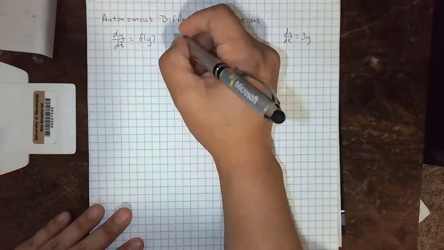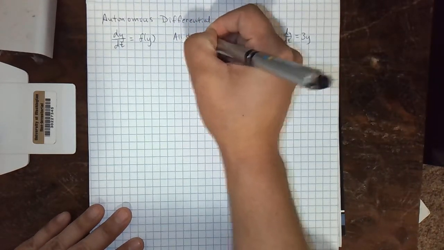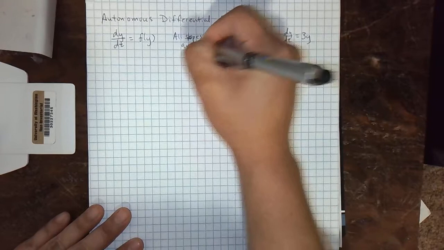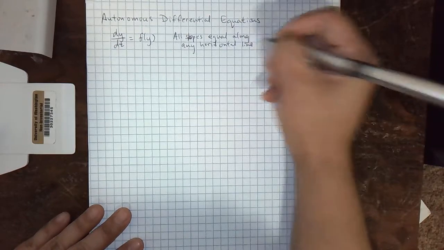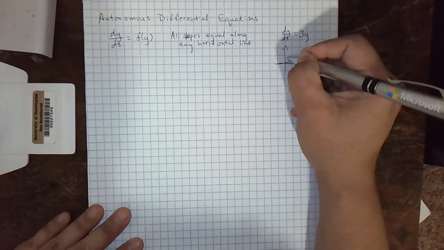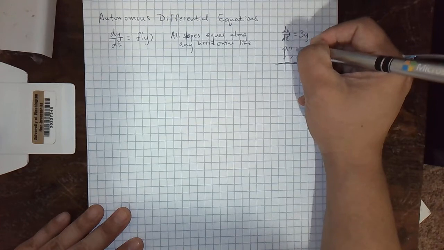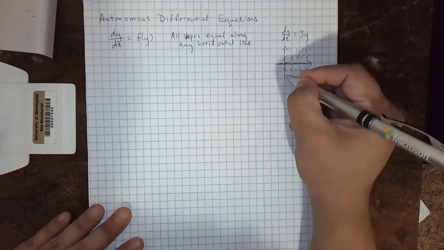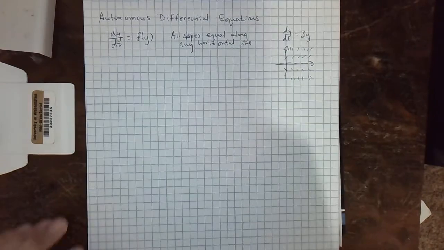The cool thing about these is that all slopes are equal along any horizontal line. So if you remember on this one, we sketched on the x-axis, everything was horizontal, and then we had slopes going steeper and steeper as we got bigger, and then going steeper negatively down here. It looked something like this.